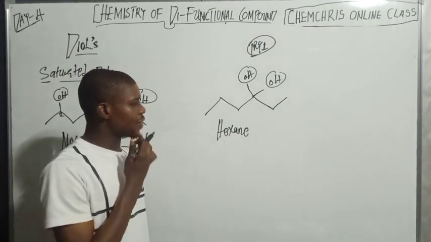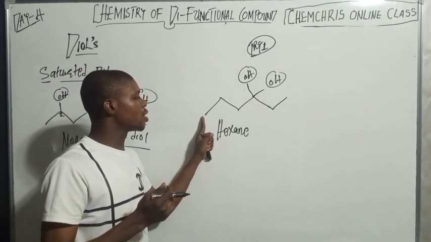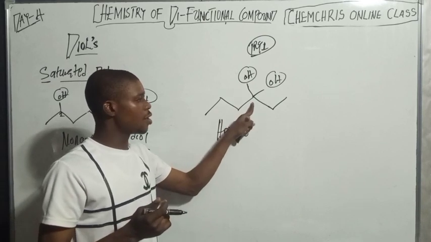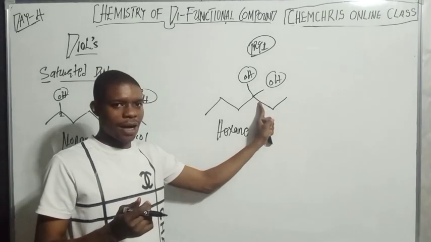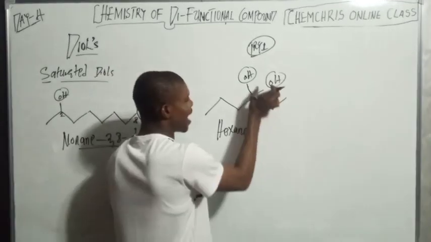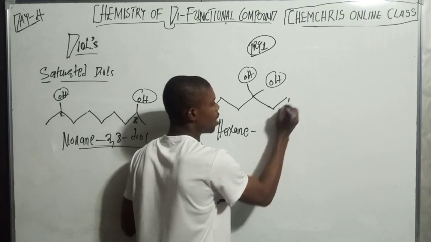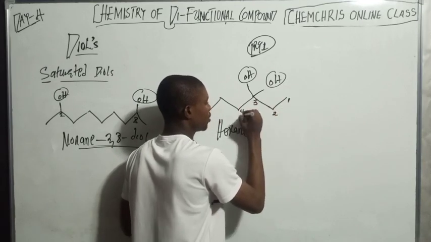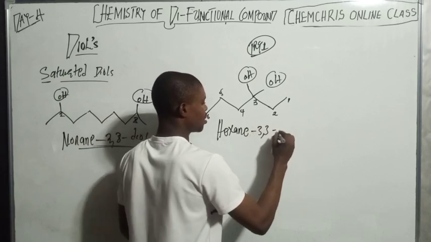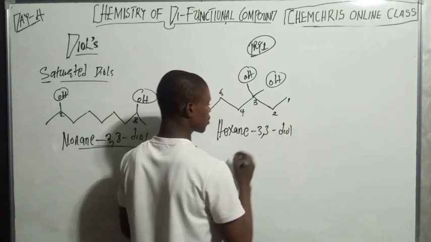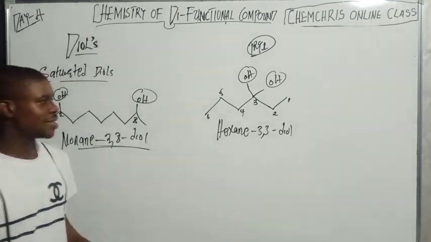So what will be the position? If I start from here, what will be the position of the OH? 1, 2, 3, 4, right? But when I start from here, 1, 2, 3. Give me the lowest possible number. So because two of them are in carbon 3, it's going to be 3,3-diol. Hexane 3,3 what? Diol.